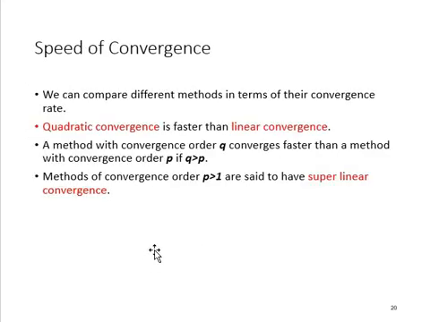So in summary, on the speed of convergence, we can compare different methods in terms of their convergence rate. Quadratic convergence is faster than linear convergence. A method with convergence order q converges faster than a method with convergence order p only if q is greater than p. Methods of convergence order p greater than 1 are said to have superlinear convergence. Thank you. Hope to see you in the next lecture.